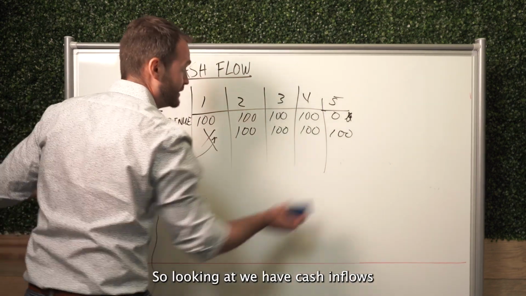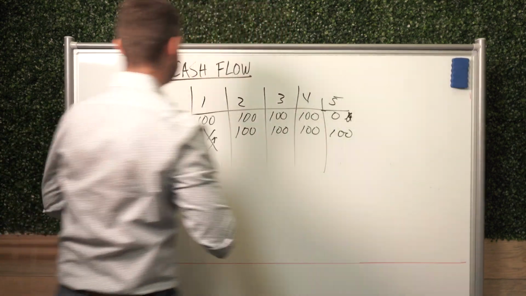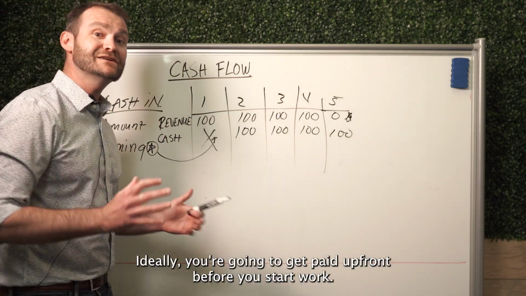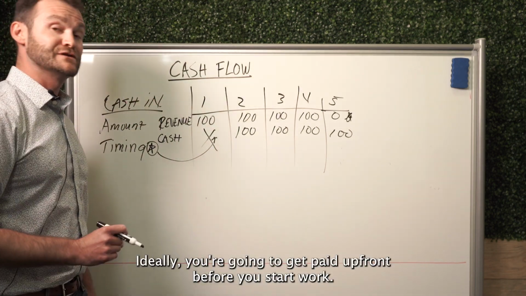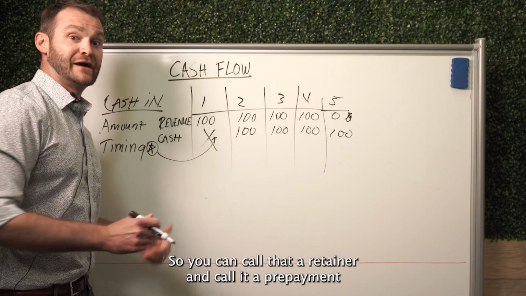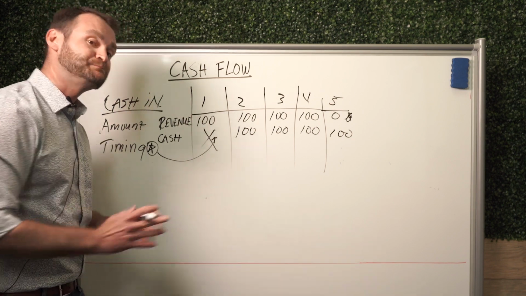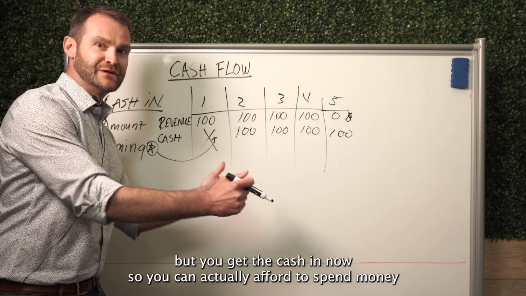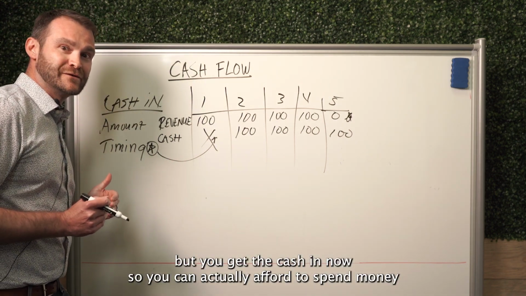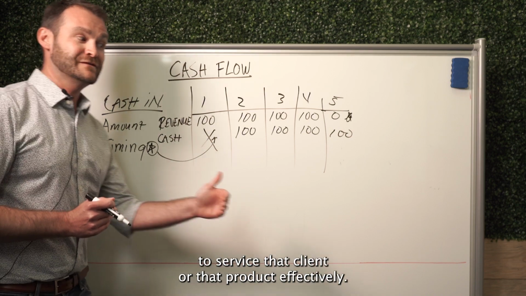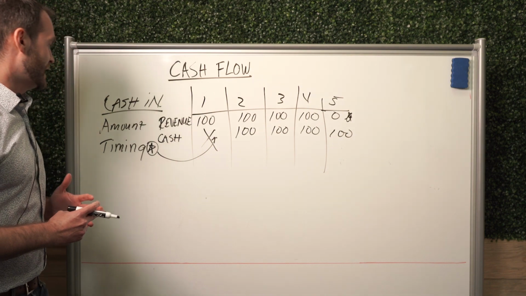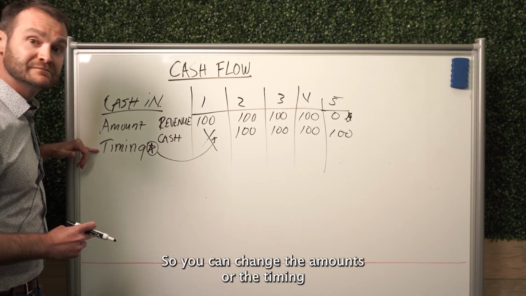So looking at cash inflows, you can manage the amount. Ideally, you're going to get paid upfront before you start work. You can call that a retainer, you can call it a prepayment. That would be considered deferred revenue because you haven't earned it. But you get the cash in now so you can actually afford to spend money to service that client or that product effectively. So you can change the amounts or the timing.